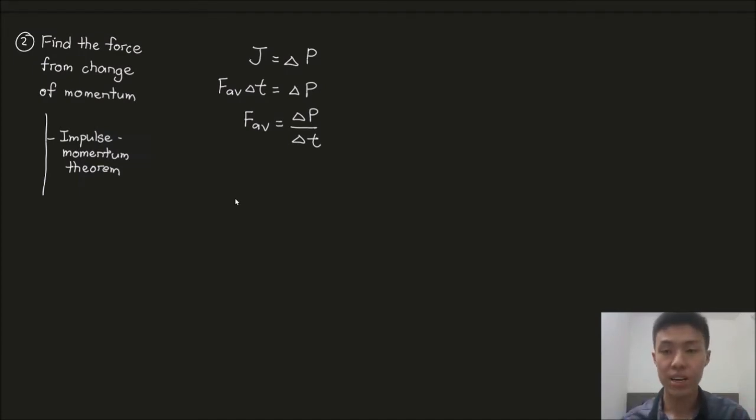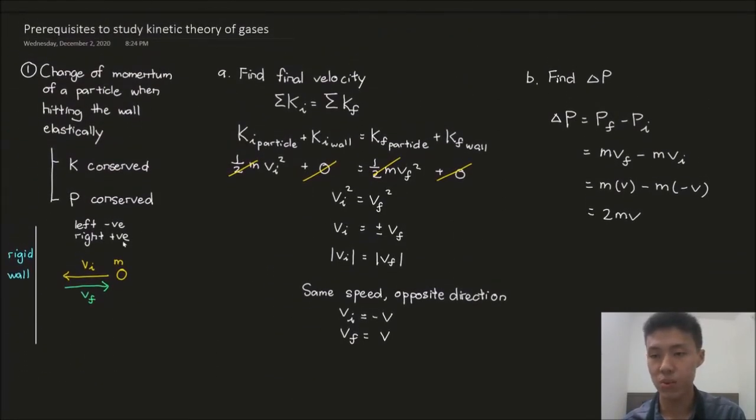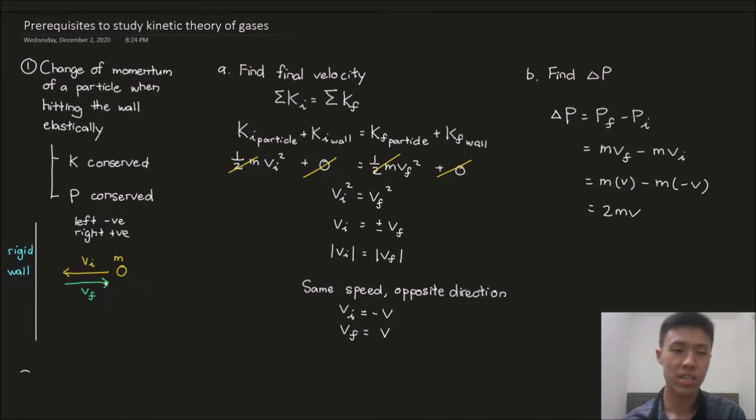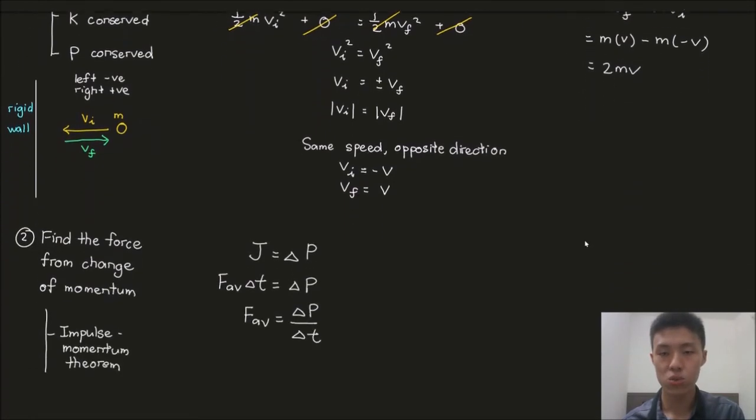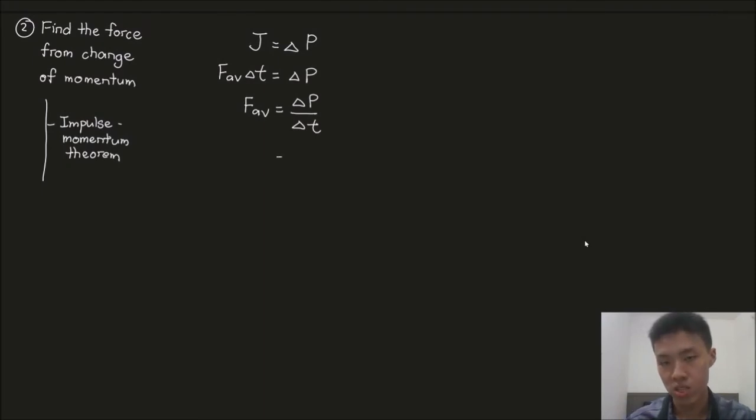Okay, let's say you want to find how much is the average force exerted by this little particle in our first concept here. How much force does it exert when it collides with this rigid wall? We know that the change in momentum is 2mv, so this will be very useful for our calculation. Just say that it's 2mv over the time of collision, which if you find out, then you are able to find the average force exerted by the gas particle on the wall. This is a single gas particle. Later in our derivation for the kinetic theory of gases, we'll be doing it for a lot of particles. Okay, so that's the second concept.